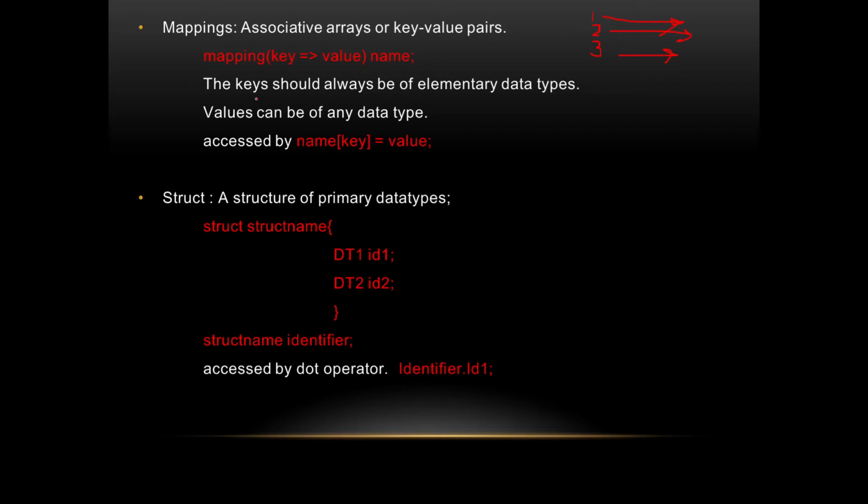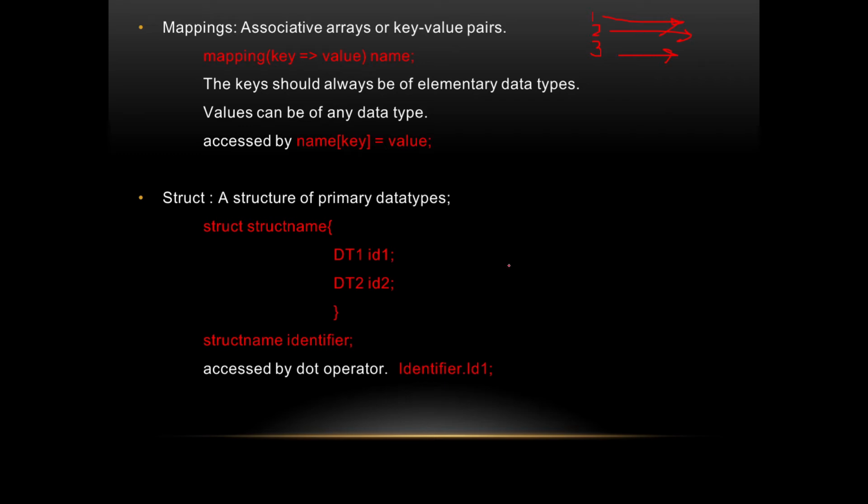And then some points to remember: the keys should always be of elementary types. That means it can be only uint, string and address. You can't have structs and the like in the keys. Whereas on the value side, you can have structs, enums, anything, all are allowed. Next, it is accessed by putting the name of the mapping, then square brackets, and inside it you put the key, and then you give it a value. So this is how you can access it.